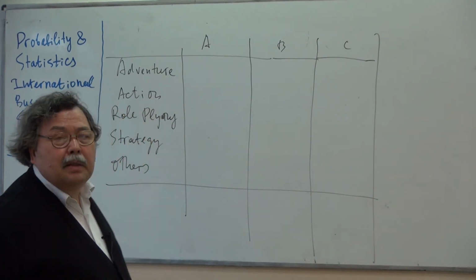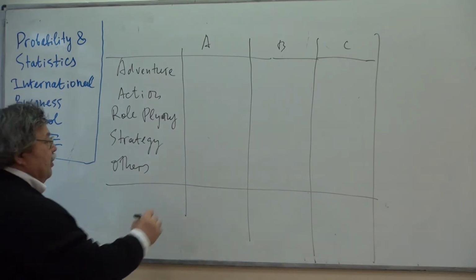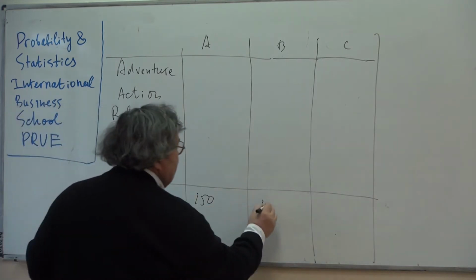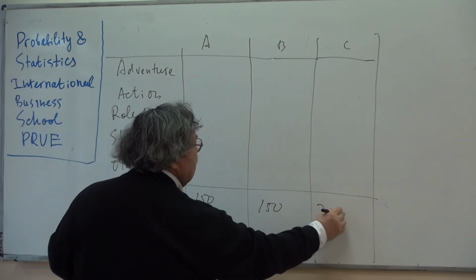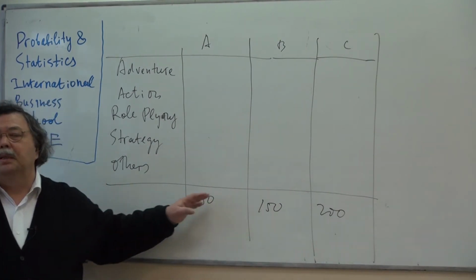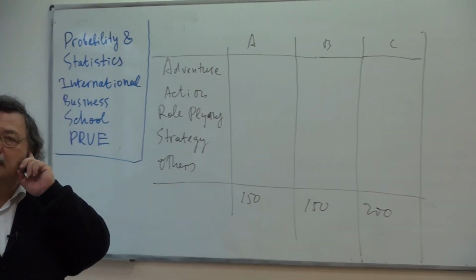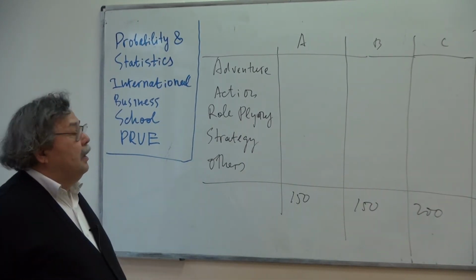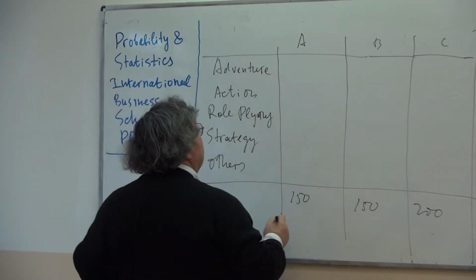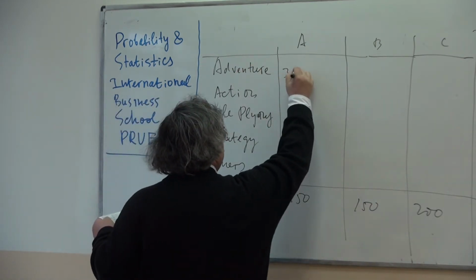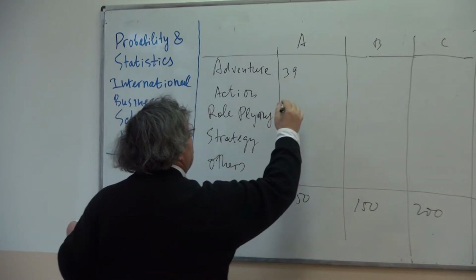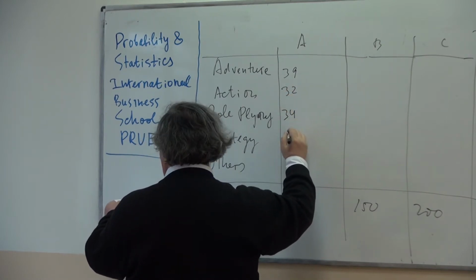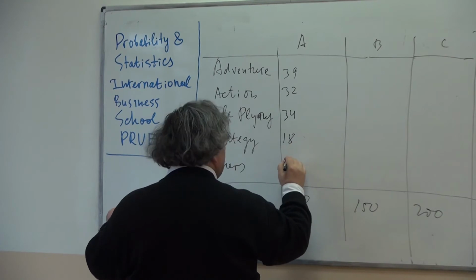Suppose we decide in advance that we interview 150 users in region A, 150 here, and 100 and 200 here. Well, now these are predetermined numbers. There is nothing random about these. Well, and the result of the survey in region A, we recorded 39 positive answers here, 32 here, 34 here, 18 and 27.